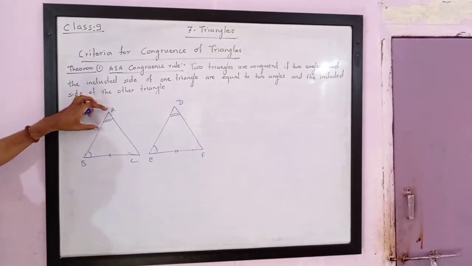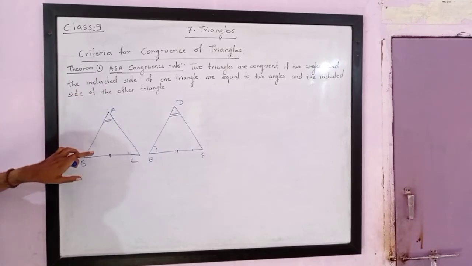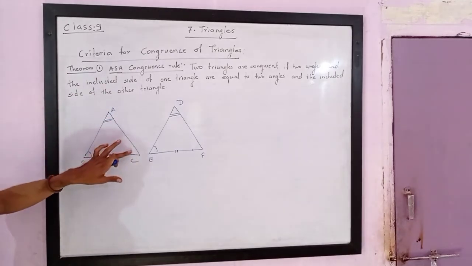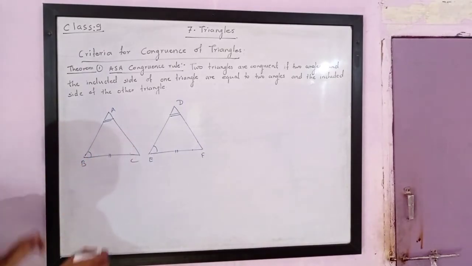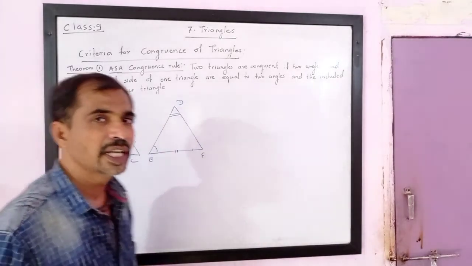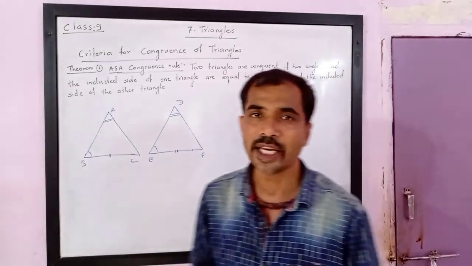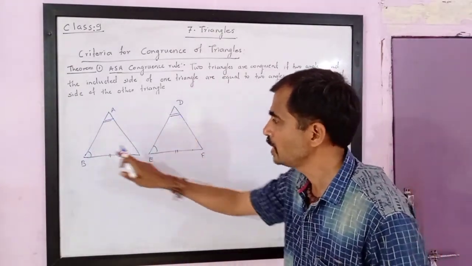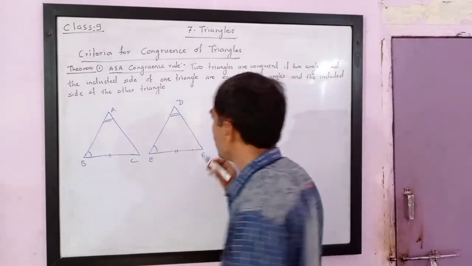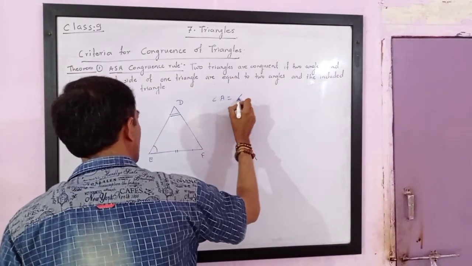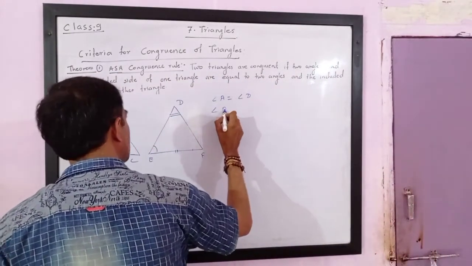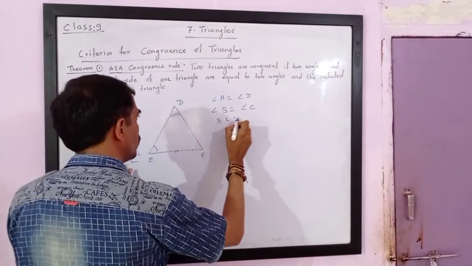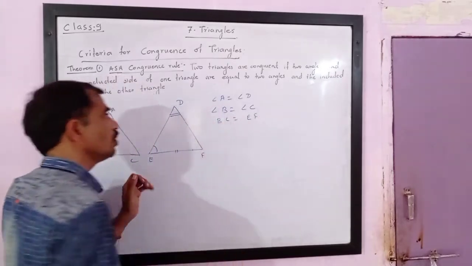You can understand here angle A is there, angle B is there. This must be the included side. But if the included side is not congruent, then what happens? Now we already know that the sum of interior angles of a triangle is 180 degrees. So if angle A is equal to angle D and angle B is equal to angle E, and we are given BC is equal to EF. This is what is given.